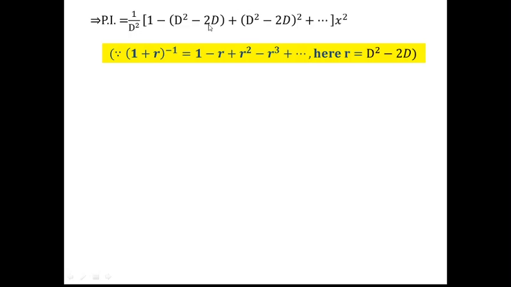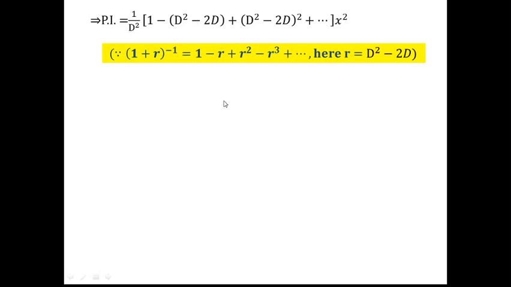Note here r is d square minus 2d, which contains d square. Then we will take the square of this, which also contains a d square term. Why? Because the lowest degree term in this r is 2d, so when we take the square of this, we will have a d square term. That's why we will write the r square term also. After this, the terms will have higher powers, so we will not write those in the expansion.